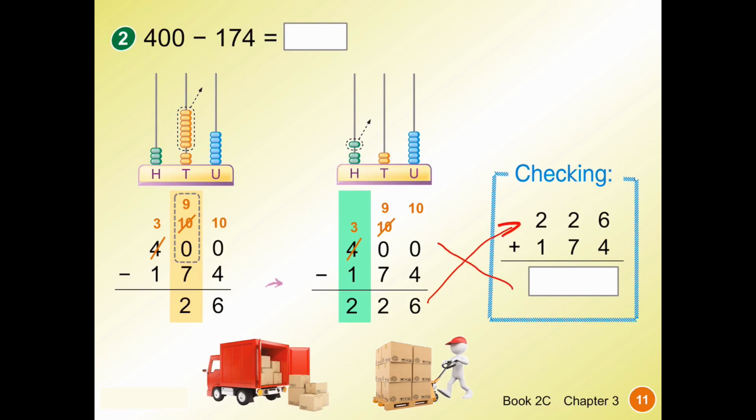Now we can always check to see if our answer is correct. If the answer for the checking agrees with the number on top, that means our calculation is correct. So the answer for this question would be 226.